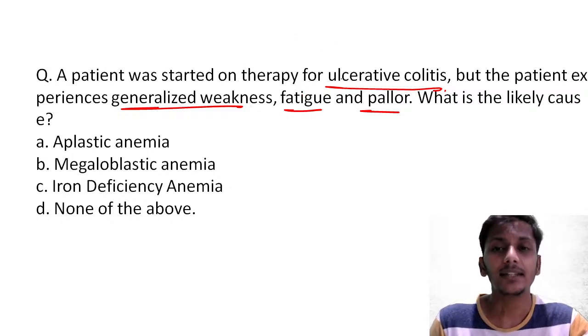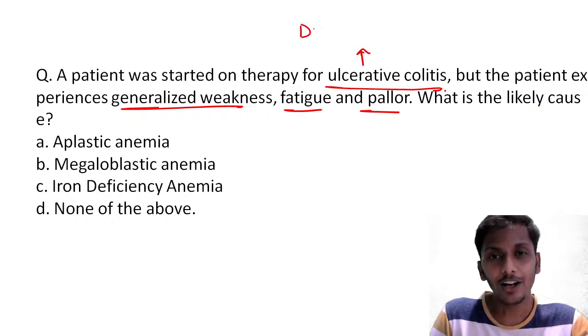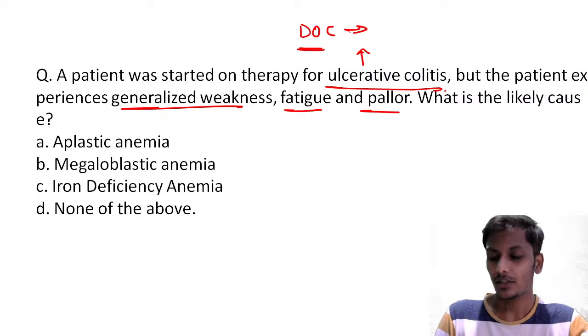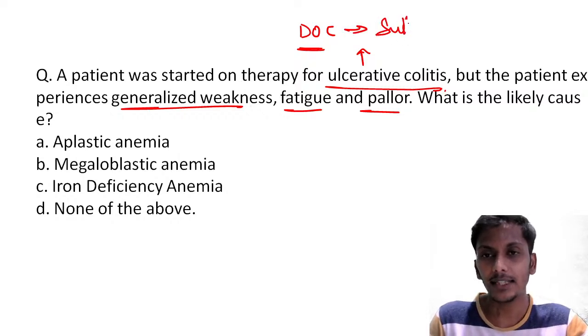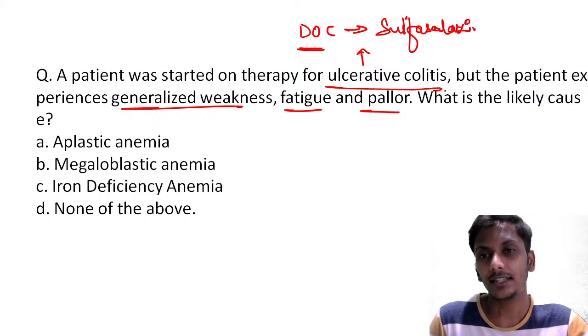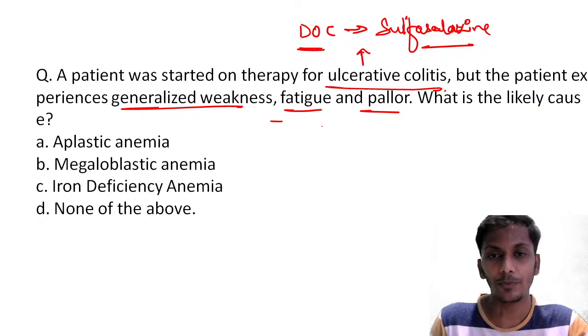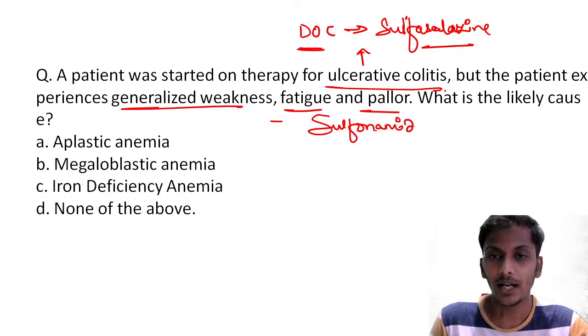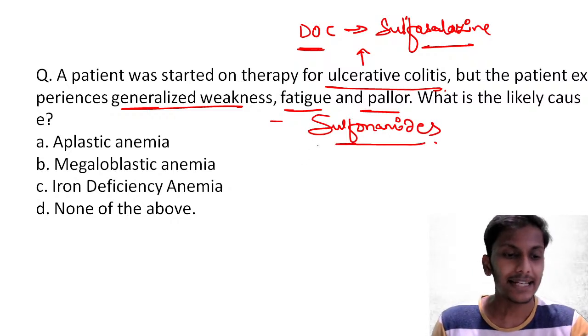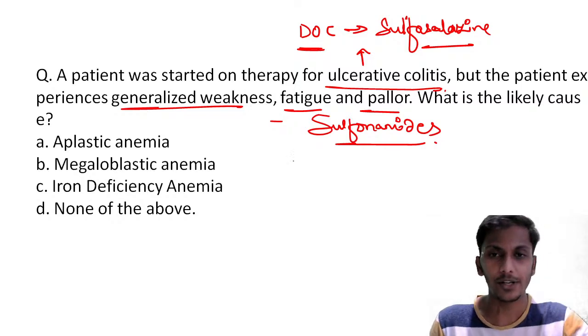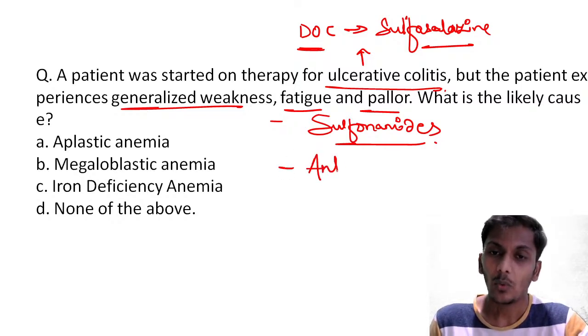So please remember guys, in cases of ulcerative colitis, here you need to know the drug of choice for ulcerative colitis first. So what is the drug of choice for ulcerative colitis? It is sulfasalazine. And sulfasalazine belongs to which group of drugs? It belongs to the sulfonamide group of drugs. And as we all know, we'll discuss some important points about sulfonamides. What are sulfonamides?